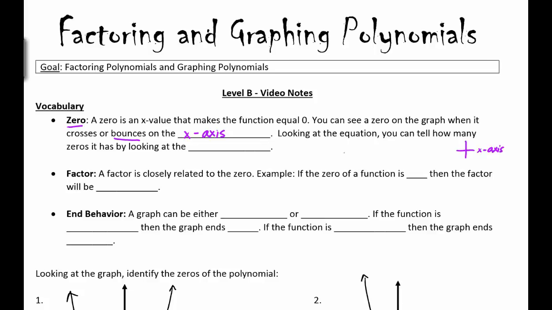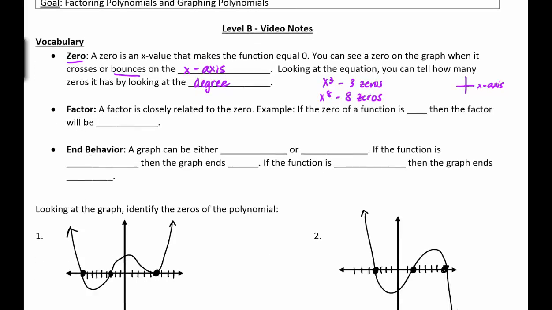Looking at the equation, you can tell how many zeros it has by looking at the degree. So if it is x to the third, that's 3 zeros. If it was x to the 8th, that'd be 8 zeros. So if you can tell the degree, you can figure out how many zeros you're supposed to have.